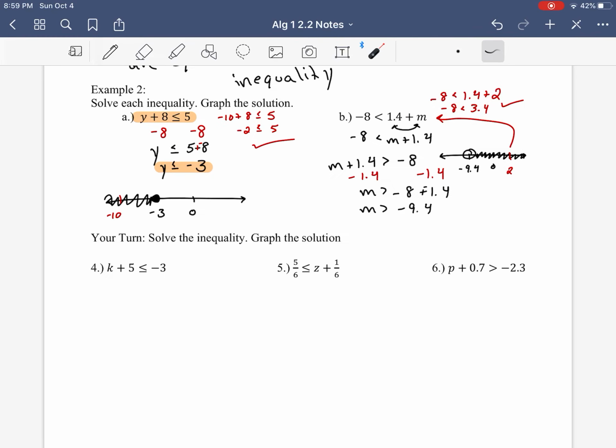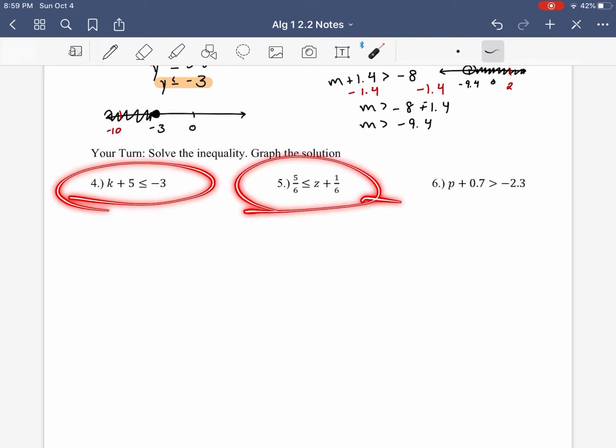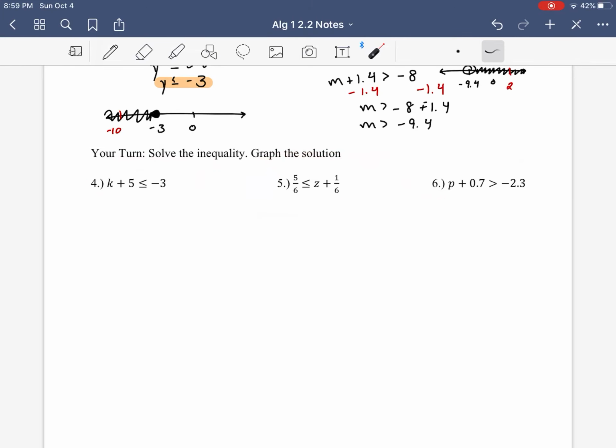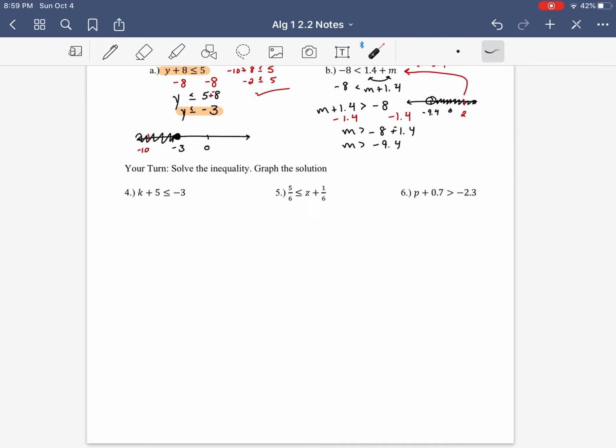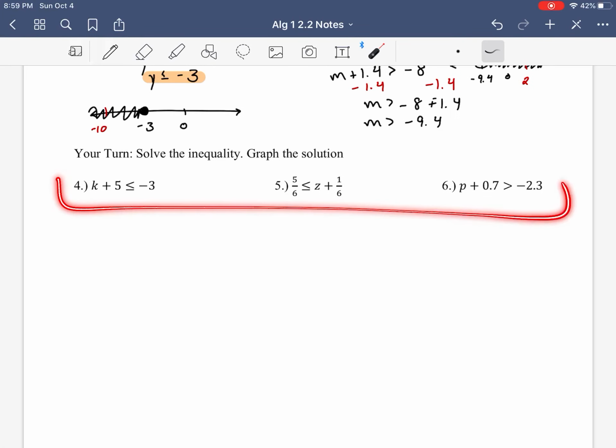Now for your practice, I want you to do these 3 problems as well, and then there'll be a few others for you to do to practice your skills, and then you can take the quiz. Best of luck.